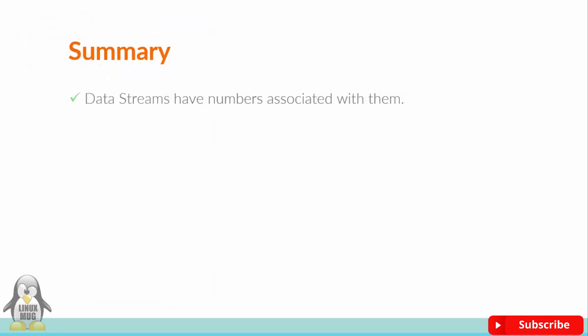But in summary, what you've seen in this video is, first of all, that data streams have numbers associated with them. Data stream number 0 is standard input, data stream number 1 is standard output, and data stream number 2 is standard error. And you can use these numbers to access the specific data streams that you want for redirection. In this video, you've seen how to redirect standard output, which is data stream number 1, and it's probably the one that you will be using most of the time.